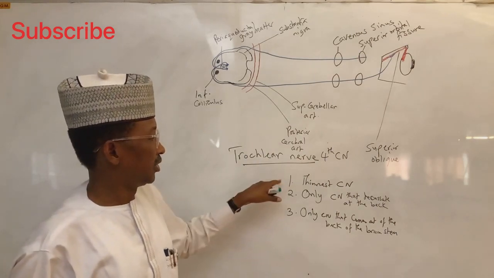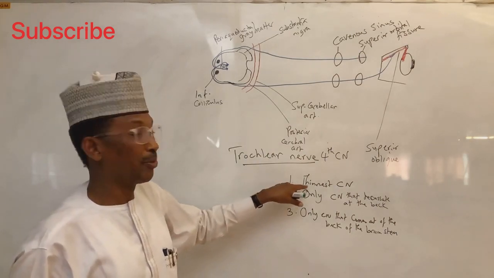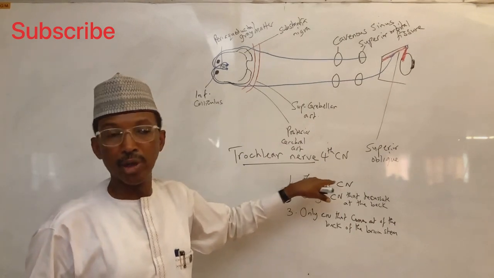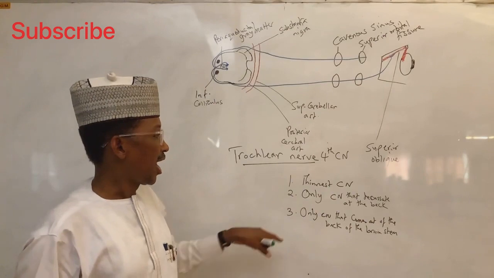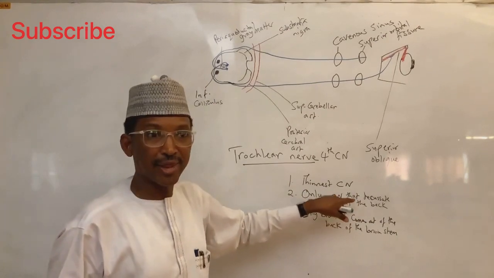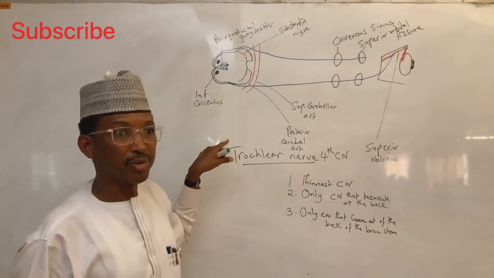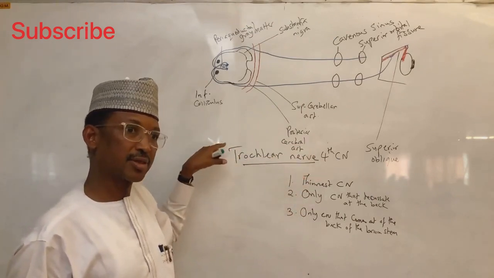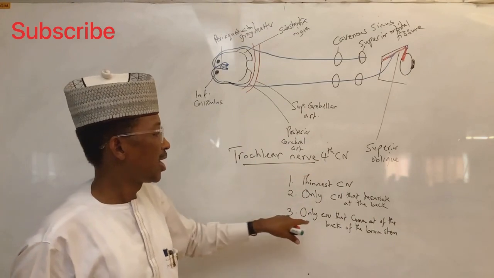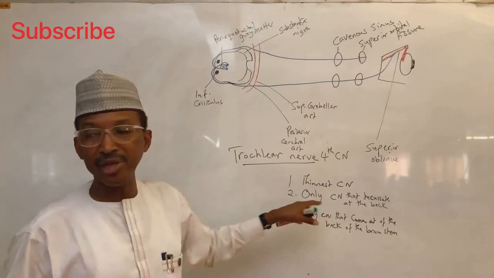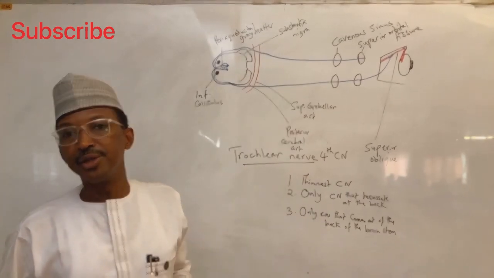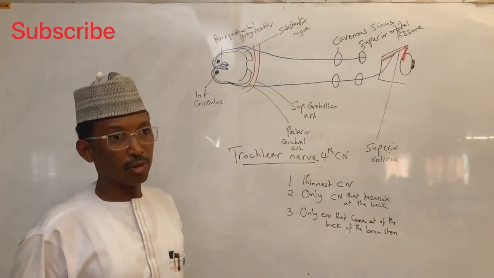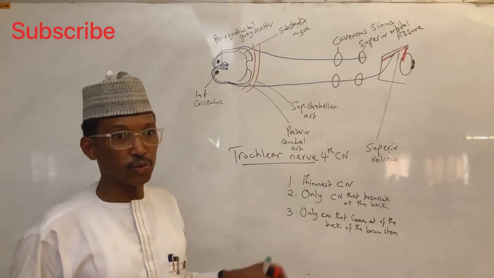So the trochlear nerve is one of the thinnest, or I can say it is the thinnest, of the whole twelve cranial nerves. And it is the only cranial nerve that decussates at the back of the brainstem, because the others also decussate within the brainstem, but this one decussates at the back of the brainstem, and it's the only cranial nerve that comes out from the back of the brainstem. So that is all you people should get to know with regard to the trochlear nerve.